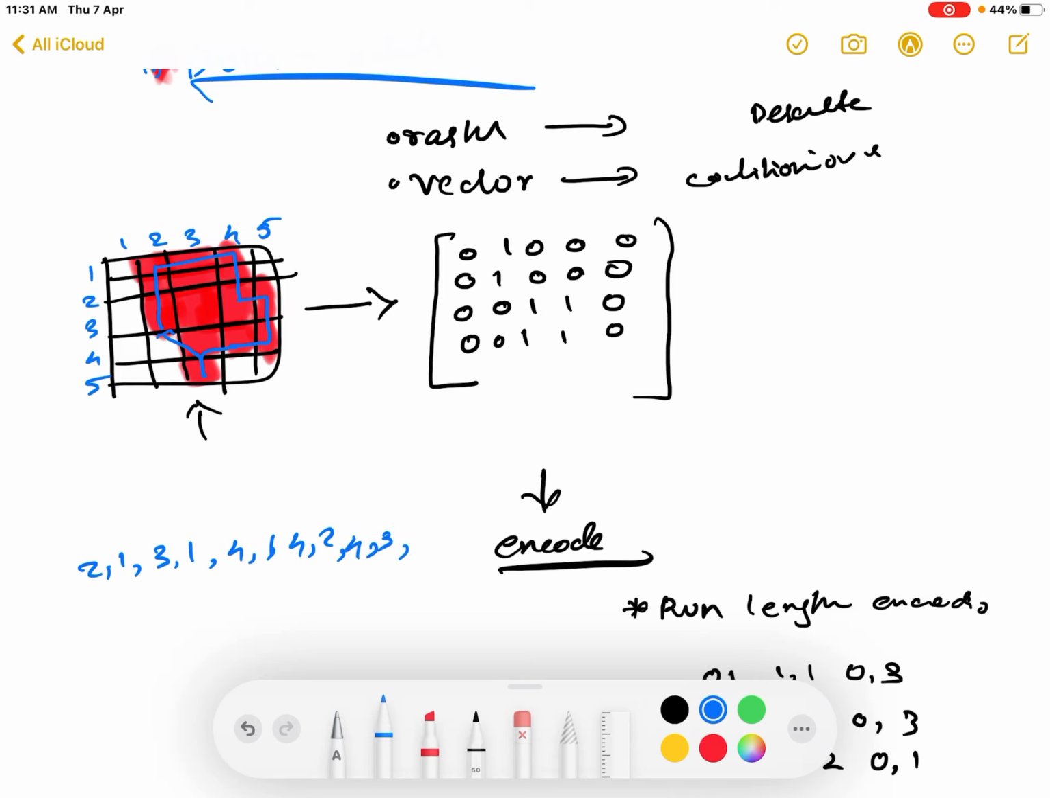That is 2 comma 1, then 3 comma 1, then 4 comma 1, then 4 comma 2, 4 comma 3, 4 comma 5, then 5 comma 3, 5 comma 4, then 4 comma 4, then 3 comma 4. So you have to show only the boundary cells. That is how we do the chain encoding.